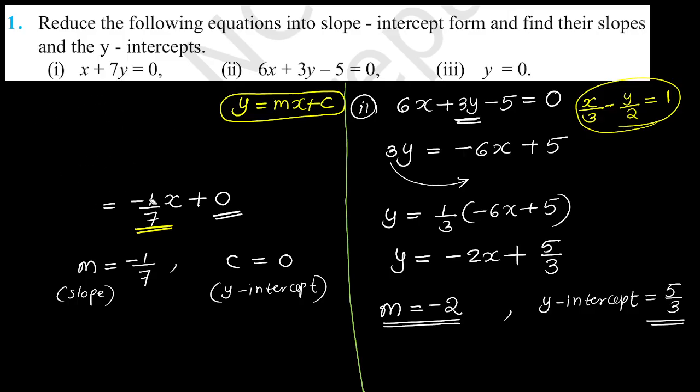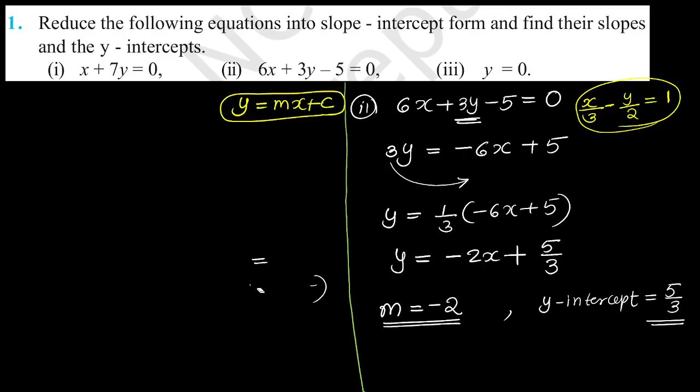Let me discuss the third question then. Let me discuss the third question. Y equal to 0. We have a line y equal to 0. Then no calculation is required for this. Y is already there on the left side. No arrangement needed.